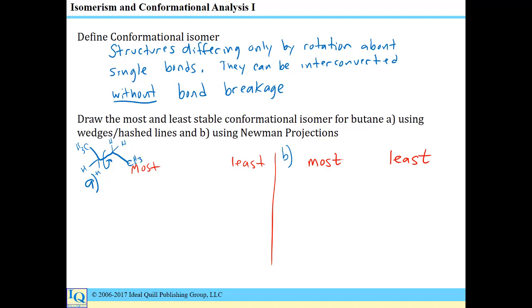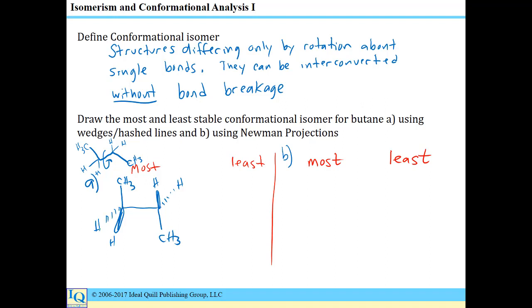The most stable way that we could arrange this molecule is to keep those large CH3 groups as far apart from one another as possible, anti to one another, CH3, CH3. Each of these carbons is a tetrahedron, so we need to fill in our H's, one towards us and one away from us, and that would be the most stable conformation for butane.